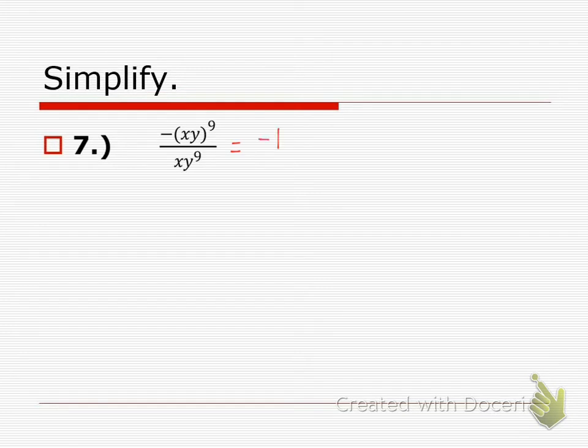You could put it as a negative 1 if you wanted to, times x to the 9th times y to the 9th. And in our denominator, does the x have a 9th power? Why does this x not get a ninth power? There's no parentheses, so this one's just x times y to the ninth.